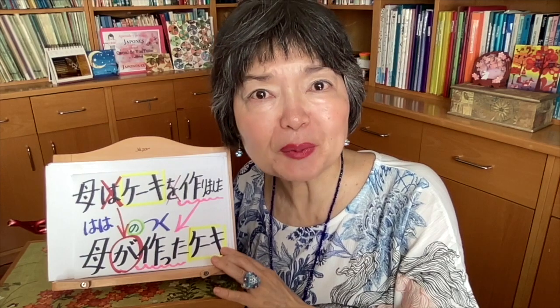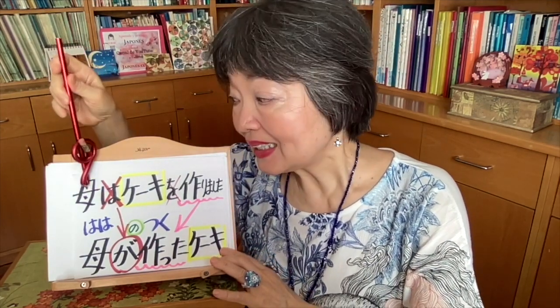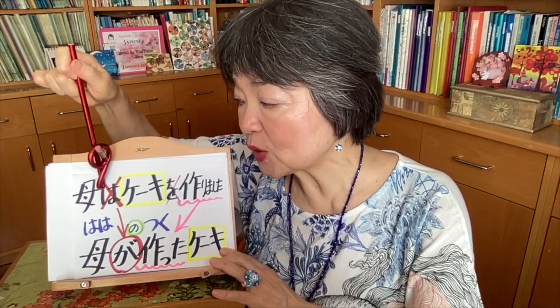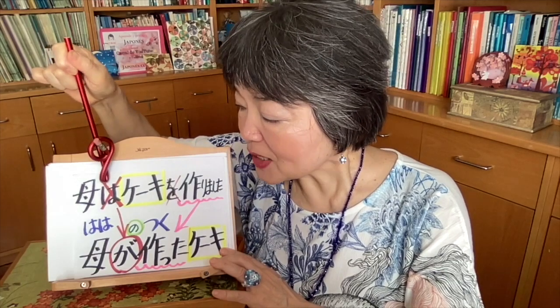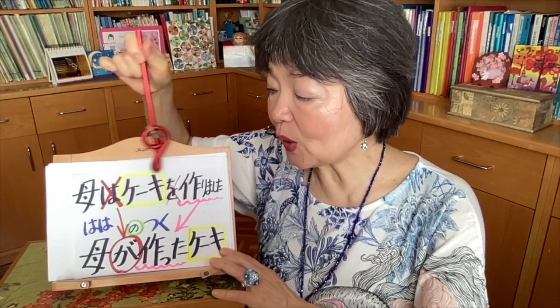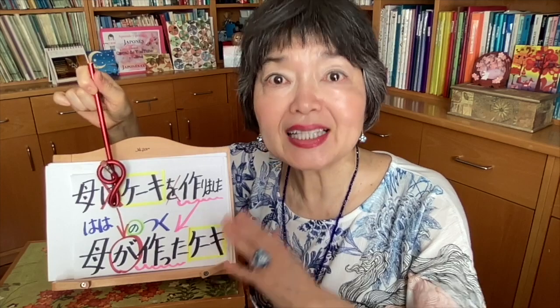I'm going to explain it to you little by little. 母は or お母さんは, this is the subject. This is the noun, 母は. In the relative clause, the subordinate clause, we cannot use this wa because this is the subject. Then this must change to ga or no here, okay? And ケーキを, the cake, this is the word that I'm going to decorate.